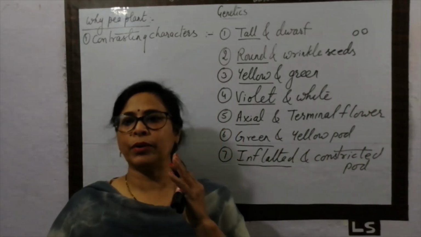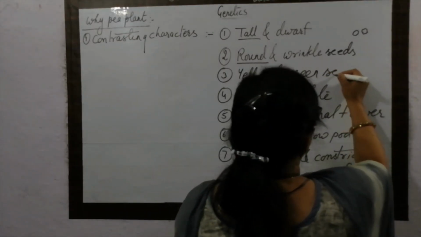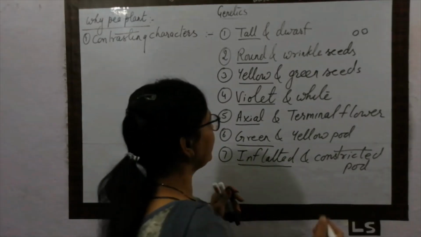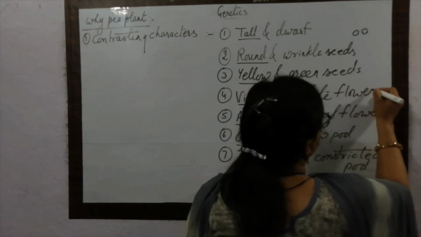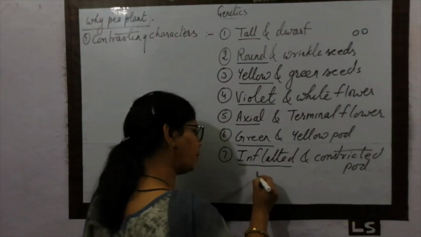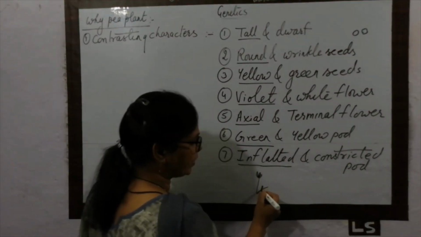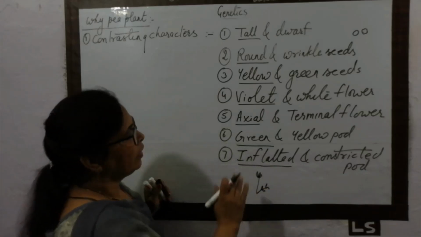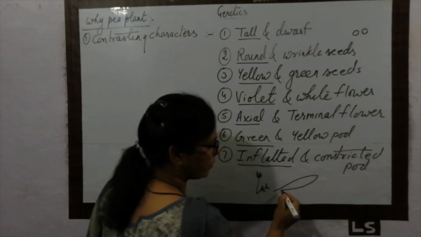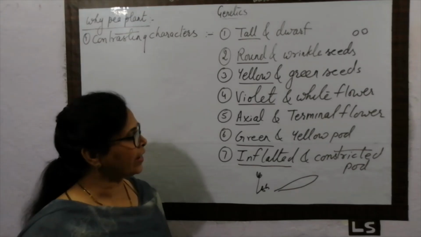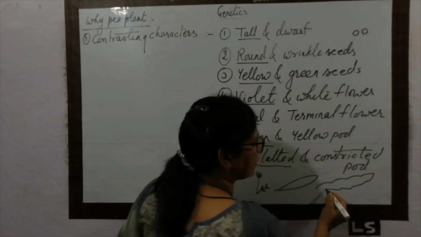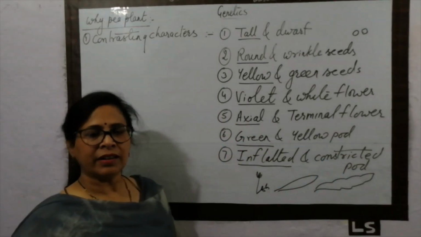Yellow and green, when we talk about the seed, is the color only. Violet and white, this is actually the flower. Violet flower and white flower. Axial and terminal: if the flower is in the upper part like this, it is called axial, and if it is in this part, that is called terminal. Green and yellow pod. Pod is the fruit. If the pod is simple like this, it is called inflated. And if the pod is like this, it is called constricted. Pod is the shape of the fruit.